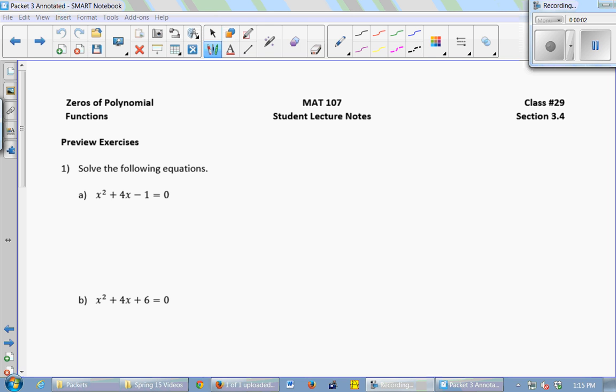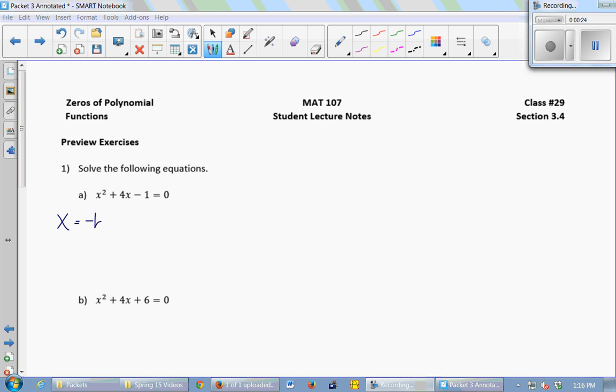Okay, so x squared plus 4x minus 1 equals 0. That's a quadratic equation. We have a couple of choices. We could try to factor it. But when you think about that, are there any numbers that you can multiply together to make a -1 and add to make 4? There aren't. So we're going to have to use the quadratic formula.